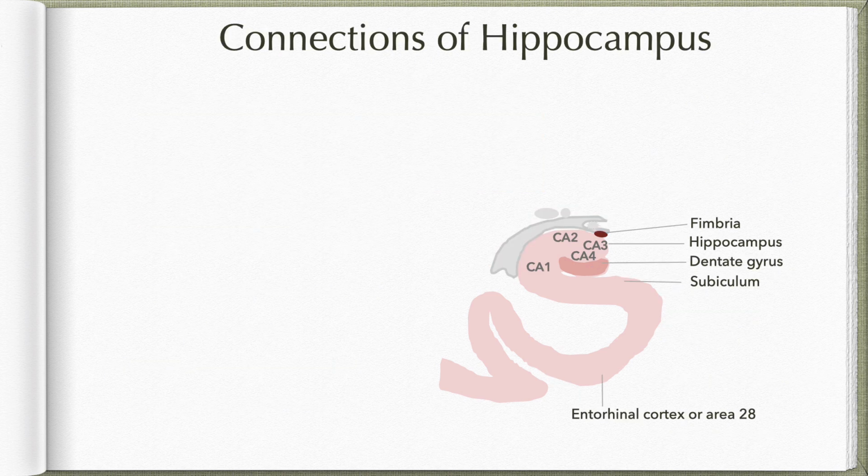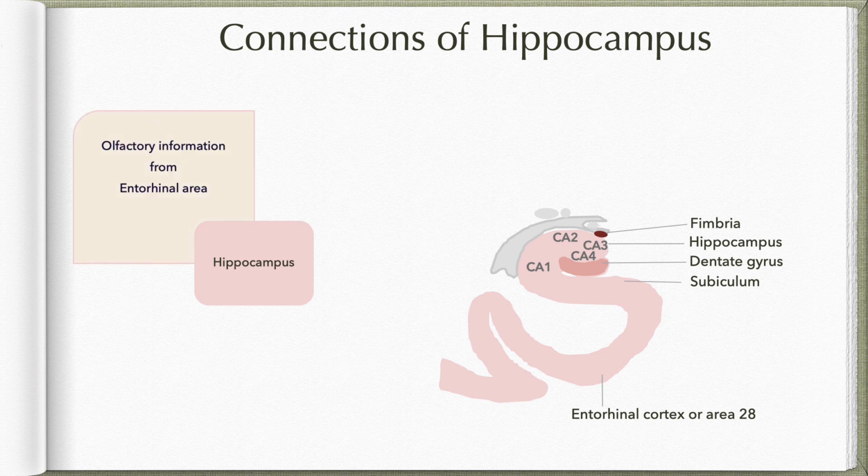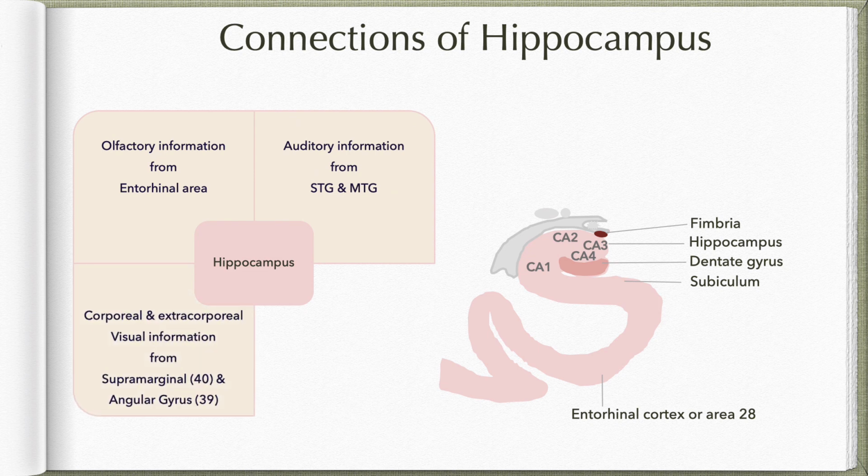Now coming to the connections of the hippocampus. The hippocampus receives olfactory information from the entorhinal area. It receives auditory information from the superior temporal gyrus and middle temporal gyrus. It receives both corporeal and extracorporeal visual information from the supramarginal gyrus and angular gyrus, that is area numbers 40 and 39 respectively.